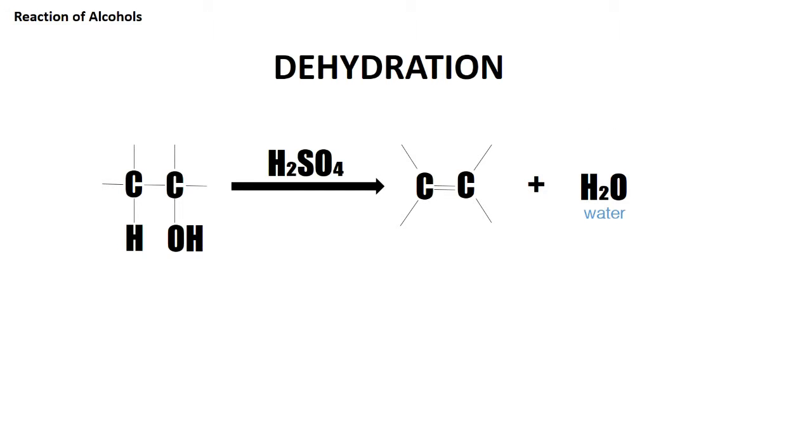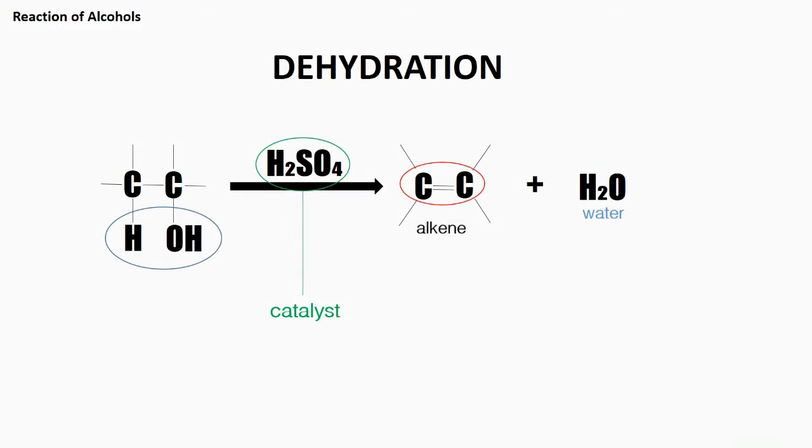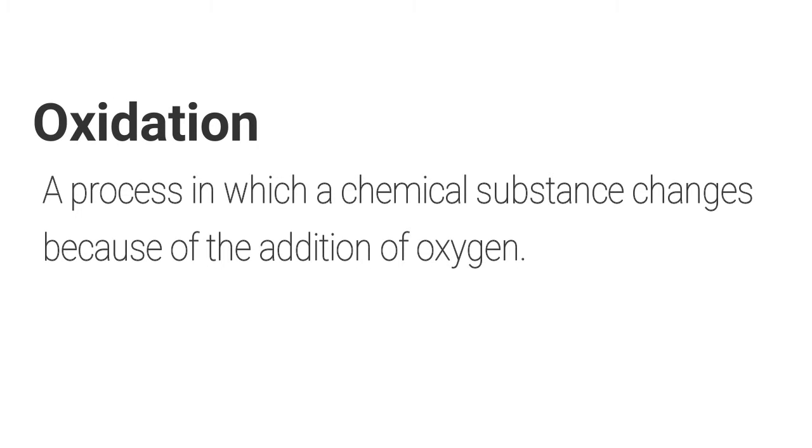When dehydration occurs, a molecule of water is removed from the structure of an alcohol and the agent that acts as a catalyst is H2SO4 or sulfuric acid. The alcohol is then converted to an alkene. Now, let's move forward to the next reaction of alcohols that we will discuss.